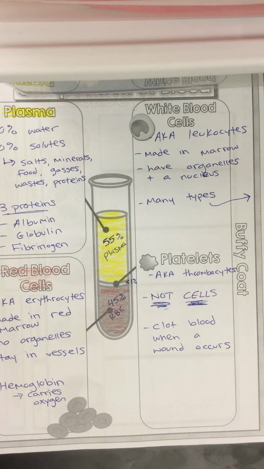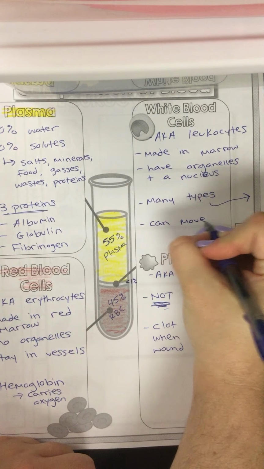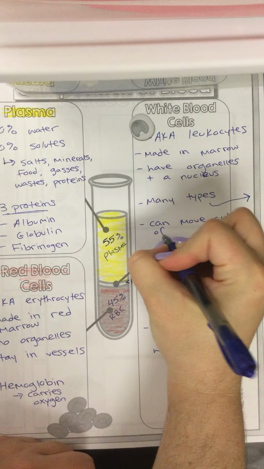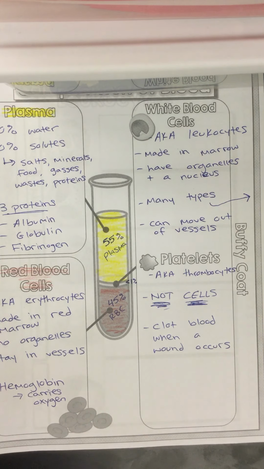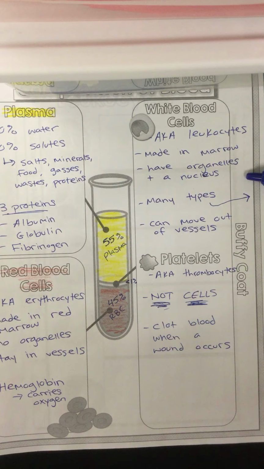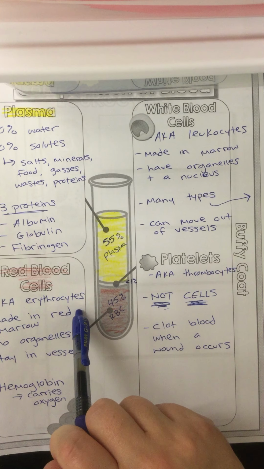I'm just realizing I forgot something in white blood cells. Let me go up and add it again. Your white blood cells can actually move out of your blood vessels. White blood cells can be in the blood, out of the blood, and pretty much any tissue. Red blood cells have to stay in the blood, because if not, that's called bleeding, and that's not good.